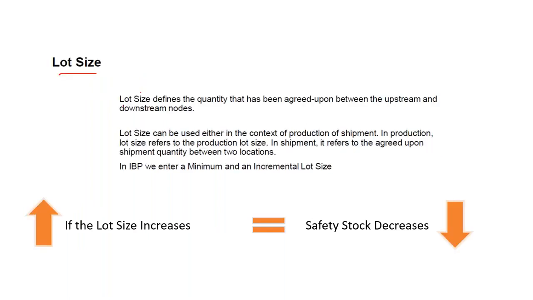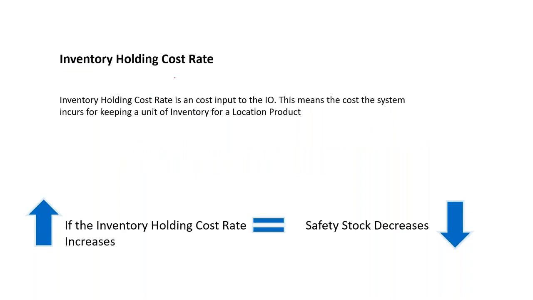There are lot sizes. I think in case of lot sizes, if the lot size increases, your safety stock decreases, and the lot sizes are maintained in the master data as attributes. So remember we did some time back the production lot size and the transportation lot size, minimum and maximum, and the rounding values also. Then we have the inventory holding cost rates. So if the inventory holding cost is high, safety stock decreases.